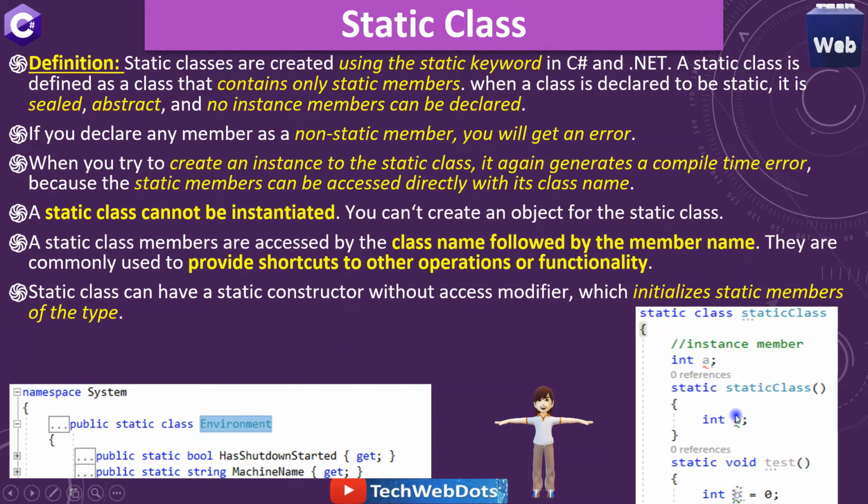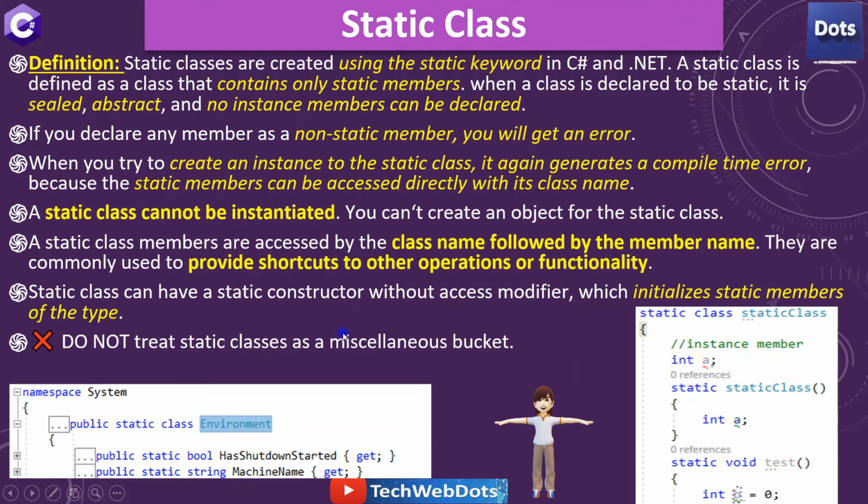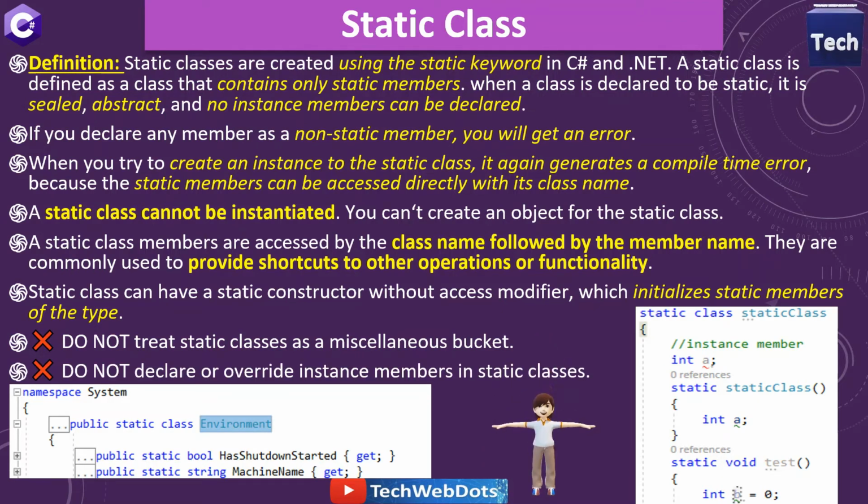Okay, but you can specify the things that you really want to do and that you really want to initialize static, okay. And there are a few suggestions for a static class. Do not treat a static class as a miscellaneous bucket. It means don't put anything in it, and do not declare or override instance members in a static class. So when we are talking about class, constructor is also important.